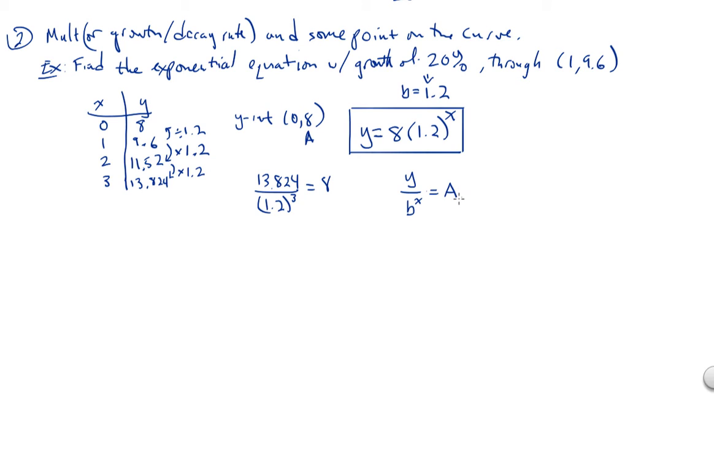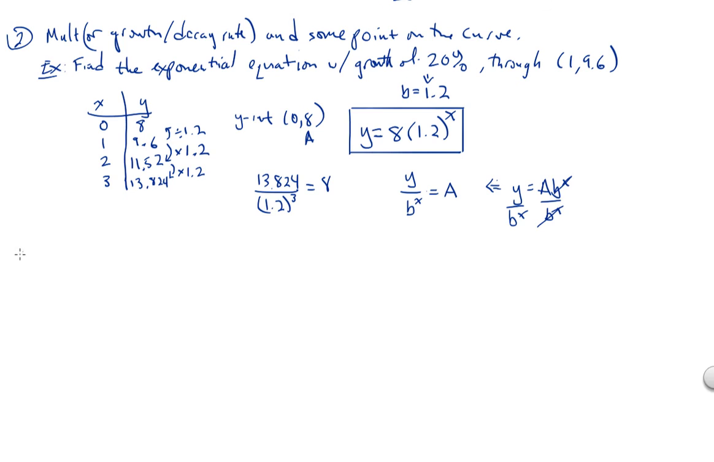You don't have to memorize this formula, but I think it's easier just to make a little table. But after a while, you might find it easier to use the formula. But this y over b to the x equals 8. Guess where that comes from? That comes from our original equation, y equals a times b to the x. If you divide both sides by b to the x, guess what? You get a is y over b to the x. So if you know y and you know x, you can get a.